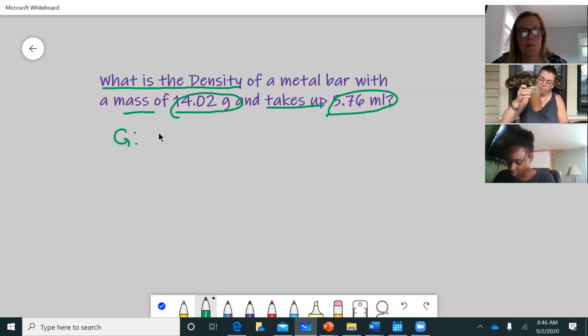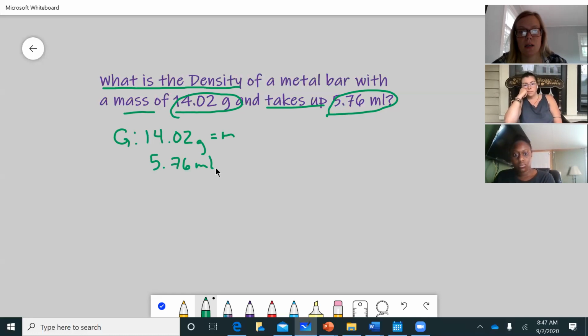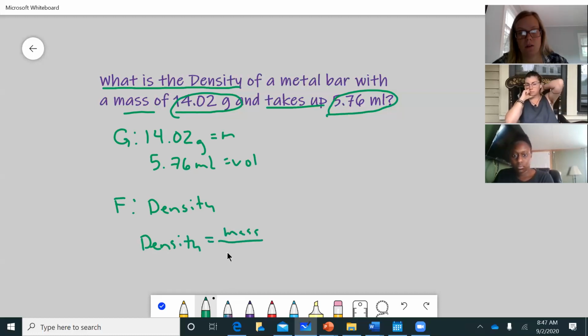So here I've got two given pieces of information. I know that I have 14.02 grams, and I'm going to remind myself that that's equal to the mass because it says it right there. I have 5.76 milliliters, which is a unit of volume, and I'm trying to find the density. So I know density equals my mass over my volume. I have this, check. I have this, check. I have this, check. And I am left-handed, so if you guys are wondering why my checks are backwards on assignments and stuff, that is why.